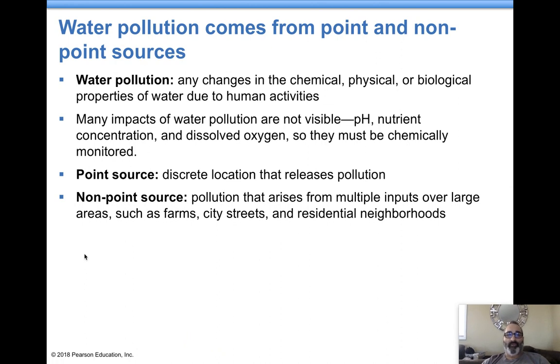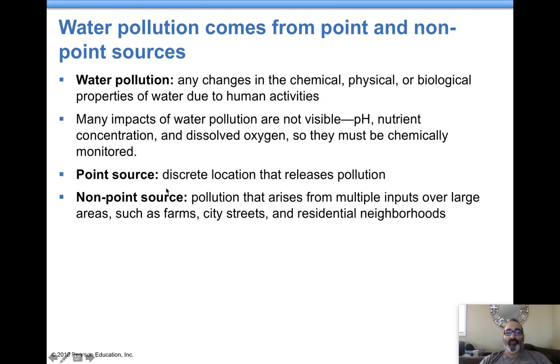All right, water pollution. Two kinds of pollution in general. This isn't just water. This could be air pollution. A point source and a non-point source. Point source, you know the exact point, the discrete location. A non-point source could be many locations polluting in a similar fashion.